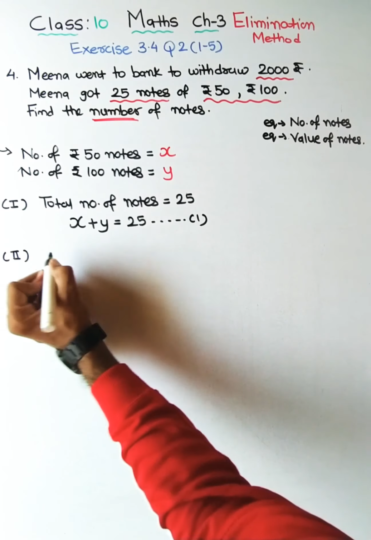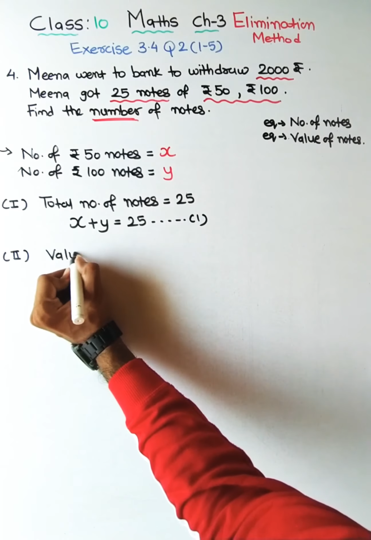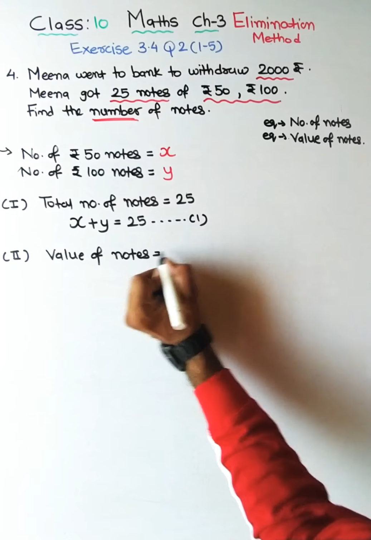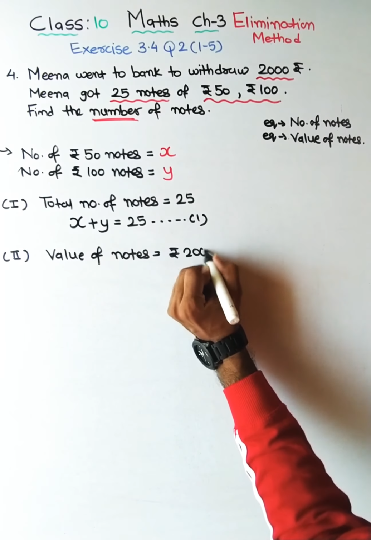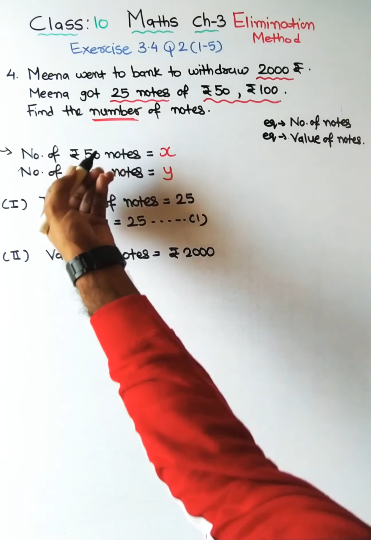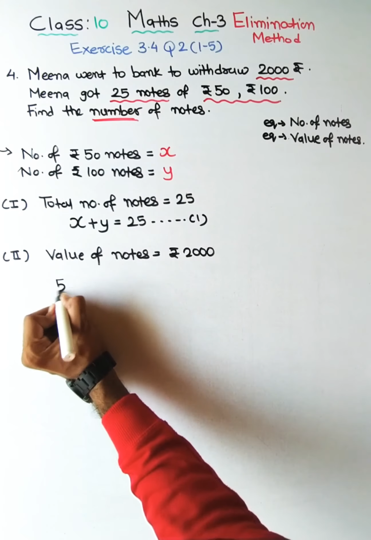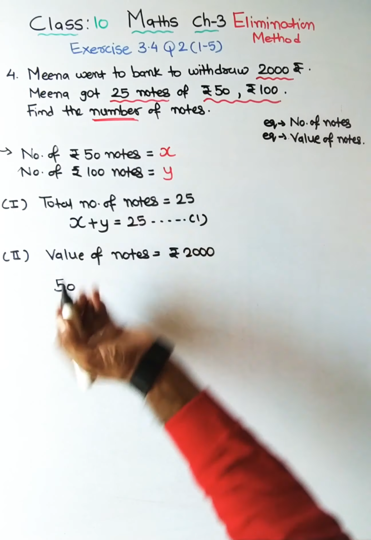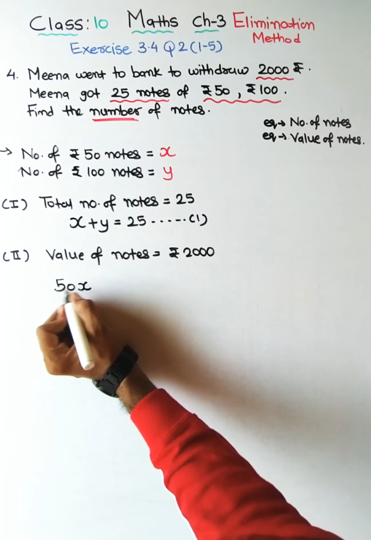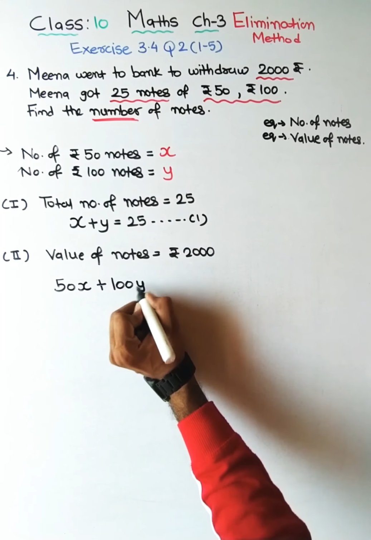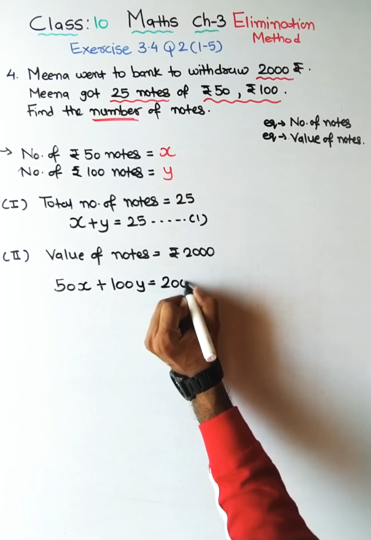Moving on to equation 2, the value of all the notes is rupees 2000. Now the value of X notes will be in terms of 50. That means if one note is there, it will be 50. If two notes are there, 50 into 2. So if X notes are there, 50 into X. Same way, 100 into Y, and that will give you the total 2000.